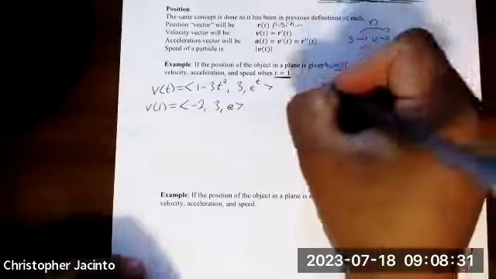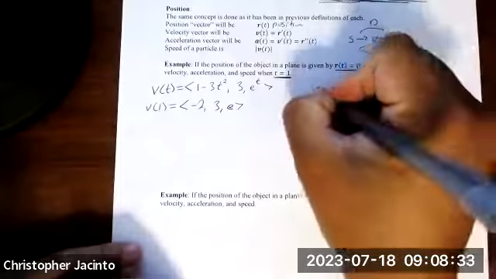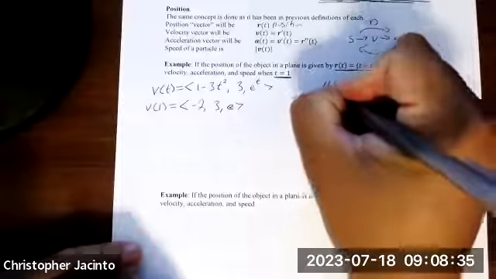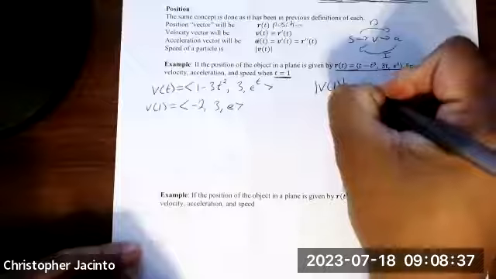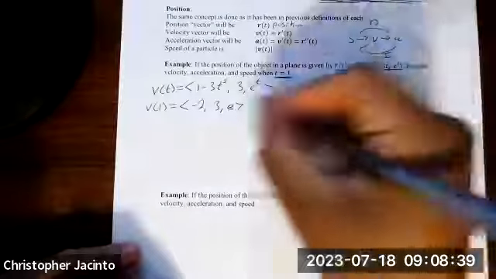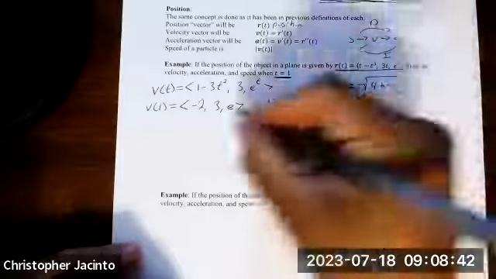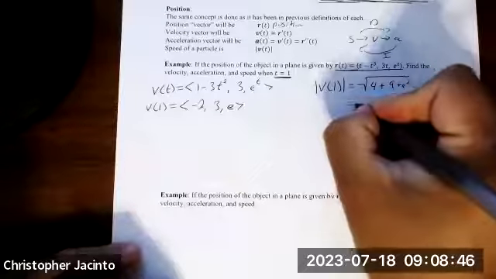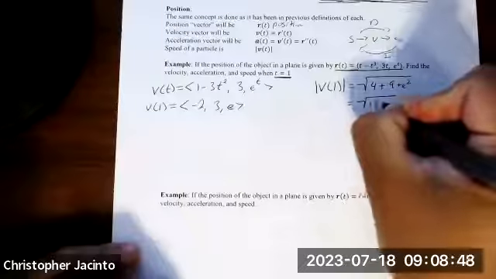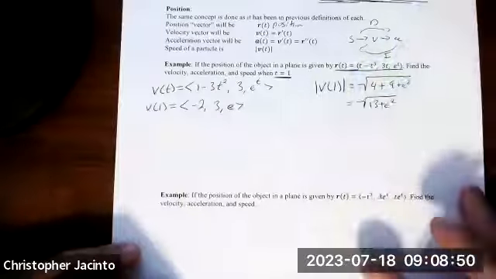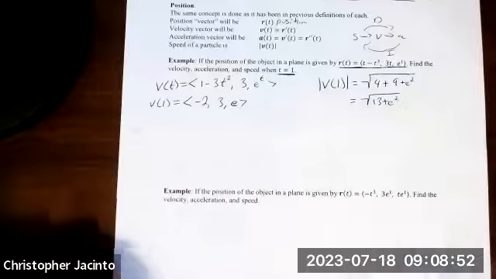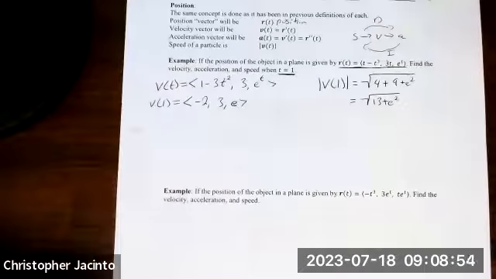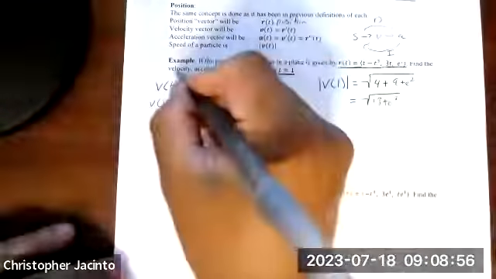Since we're already on v, we can just find its magnitude, or length. Squaring negative 2 gives 4, squaring 3 gives 9, and squaring e gives e squared. So this is equal to the square root of 13 plus e squared. So we have velocity and speed, and now we need acceleration.